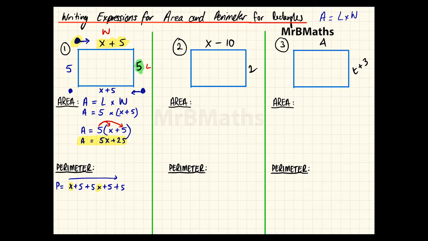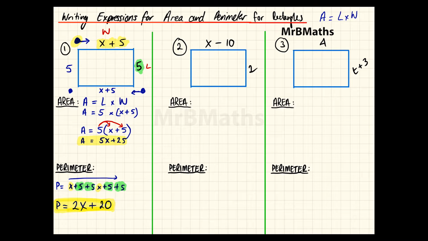So how many x's in total? Let me just write P here. I will have 2x in total. I then scan the expression for the remaining terms, which happens to be 5. So I've got a plus 5 here, plus 5 here, plus 5 here, and a plus 5 here. So if I add all of those up, I'll get plus 20. So in terms of my expression for perimeter, the answer is perimeter is equal to 2x plus 20.